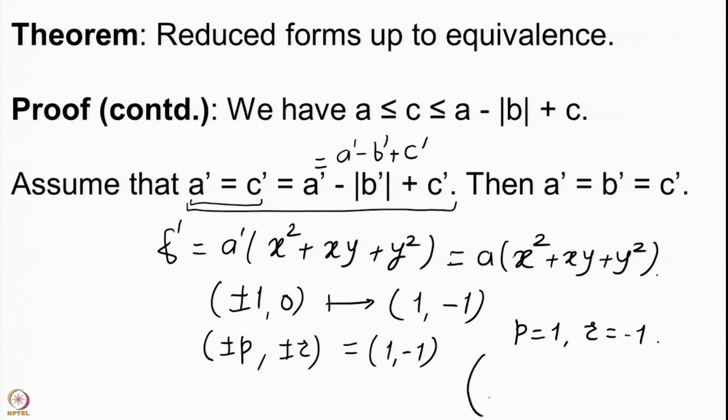So, the matrix now reads: P is 1, R is minus 1, here you have Q and here we have q plus 1, because we want the determinant to be equal to plus 1. So, these are the matrices that we are allowing. To have the determinant to be 1, we should have that S is q plus 1.